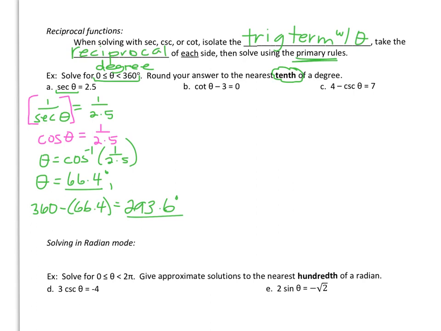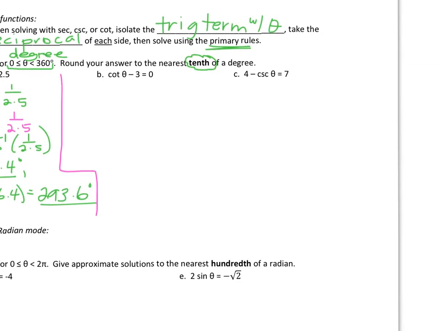All right, I'm gonna give myself some room here. Break that apart just a little bit. All right, let's try that middle one. So again, cotangent theta is not one of our primary trig functions, but the first thing we wanna do is isolate the trig term. So we want to get cotangent theta by itself. I'll simply add 3 to move it over. Not too bad. So we have cotangent theta equals 3.